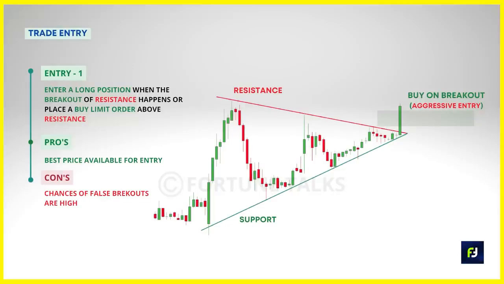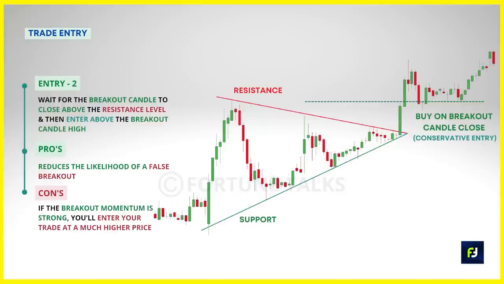Then you have 4 possible long entries available. The first approach is very aggressive, and the idea is to go long as soon as the price breaks above the resistance trendline. All you need to do is to place a limit buy order above the resistance level, and you will be immediately long when the price breaks out above the level. If the breakout is real, this is one of the best prices to enter. But this method is very risky, and there are high chances that it might be a false breakout.